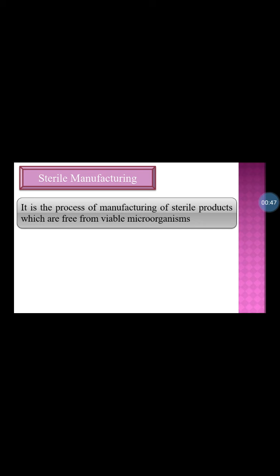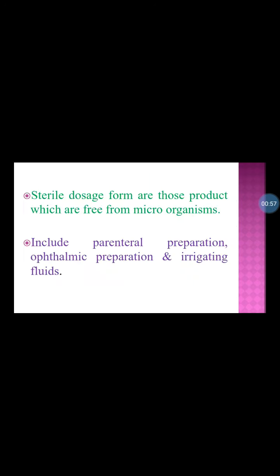It is the process of manufacturing of sterile products which are free from viable microorganisms. Sterile dosage forms are those products which are free from microorganisms, which include parenteral preparations, ophthalmic preparations, and irrigating fluids.